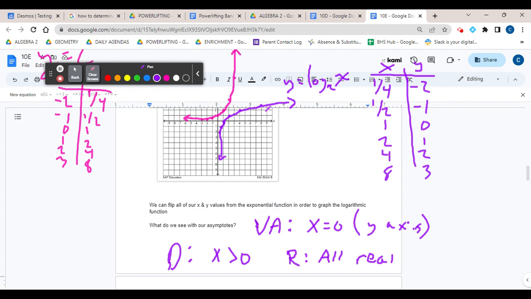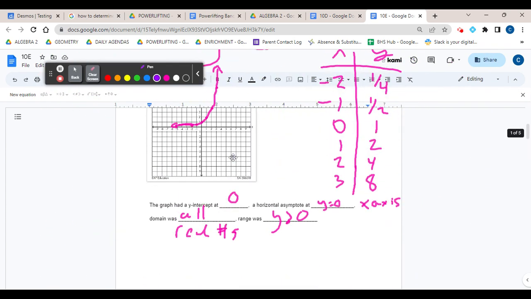Okay, so that's our parent logarithmic function here, y equals log base 2 of x. And so hopefully we have that down and we kind of see what this function sort of looks like. We have a vertical asymptote, x equals 0, domain, x is greater than 0, range is all real numbers. And we also see that here we're going to have an x-intercept of 1. Right, we have an x-intercept of 1. On the exponential, we had a y-intercept of 1. On the logarithmic, we have an x-intercept of 1. Okay, total flip from what we had up here.